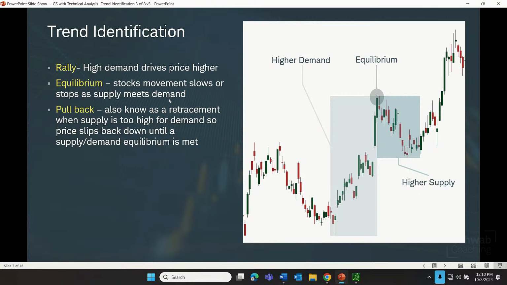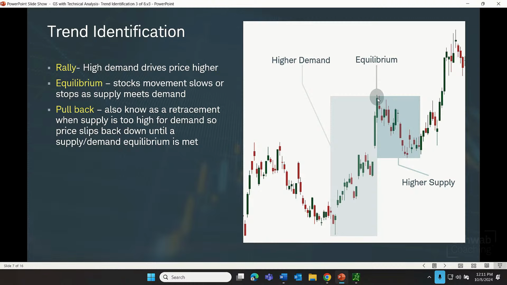one of these short-term cycles or stair steps. And then the stock might hit a period where we see a pullback. This is also known as a retracement, when supply is too high for demand, so price slips back down until that supply-demand equilibrium is reestablished at the low end of the cycle.